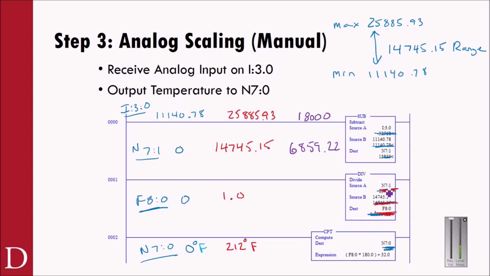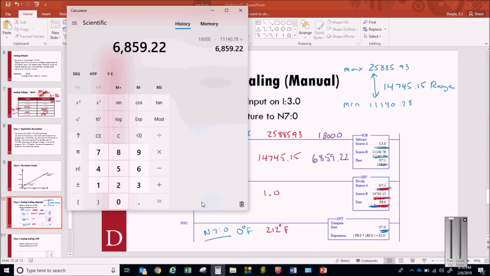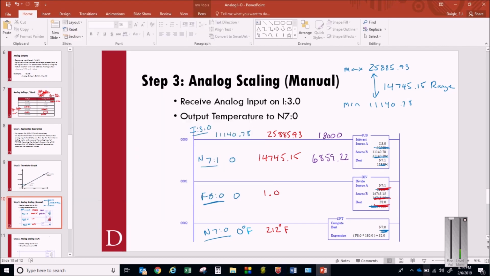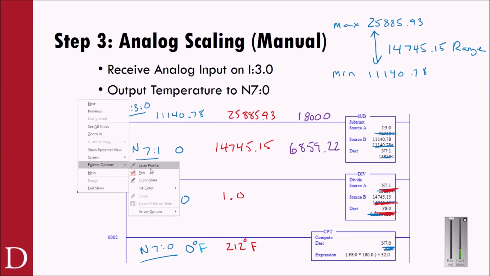Now I'm going to take that 6859.22 and divide it by 14,745.15. So let's go back into my calculator again. I take that and divide it by 14,745.15. I get 0.465. That looks pretty good. So again, I need to change my color. 0.465, I believe, is the number that we just got.